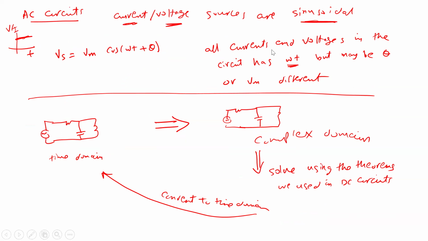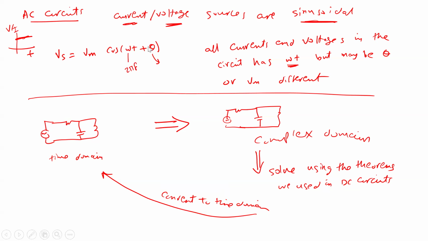One more thing I told you last time: if this is the voltage source you have, it has an amplitude here, it has omega t, and omega here is the frequency, 2 pi f, and this is the angle, the phase angle.